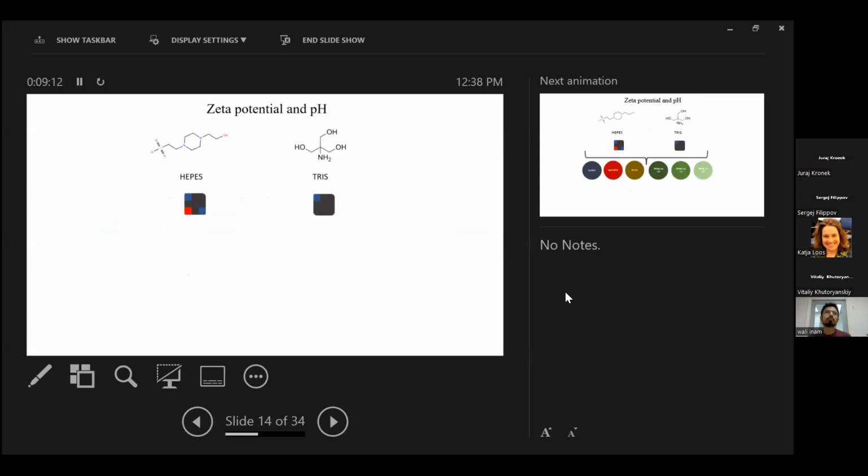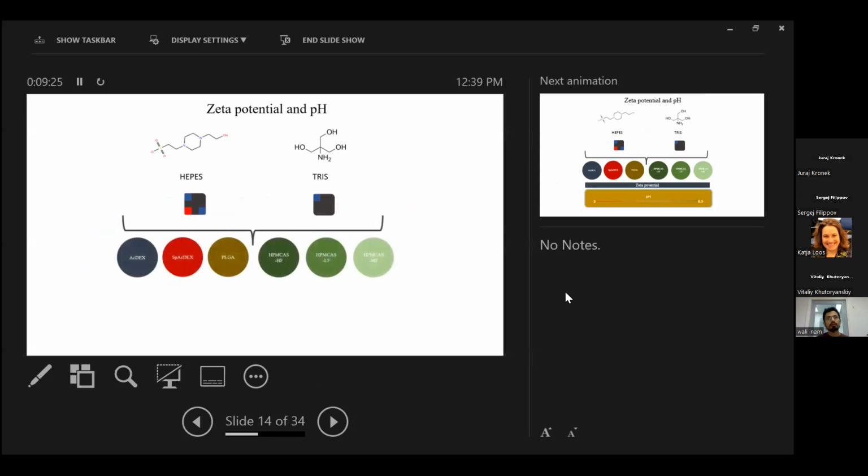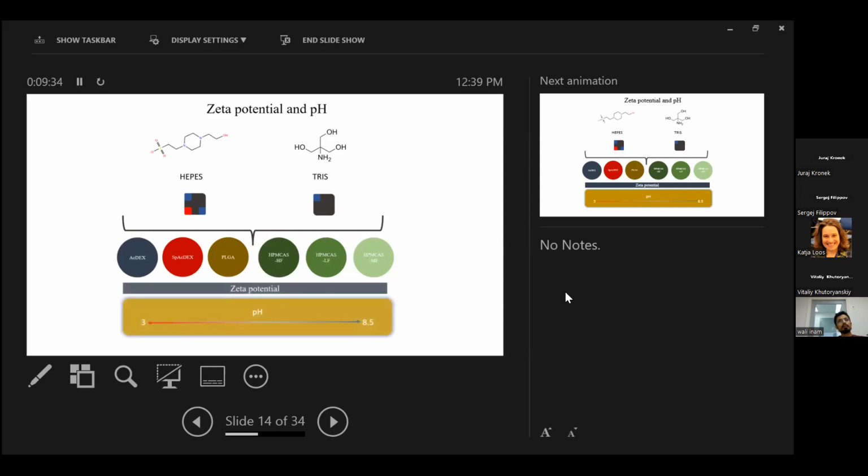So to do that, we took two types of buffers. One was HEPES, a commonly used buffer, which contains two cationic centers and one anionic center, and one was Tris, with only one cationic center. And then we used 6 polymer types and checked the zeta potential of these polymers under a range of pH. So we made a comparative analysis of HEPES and Tris, used to measure the zeta potential of each of the polymer particles, and we used a range of pH to do that.